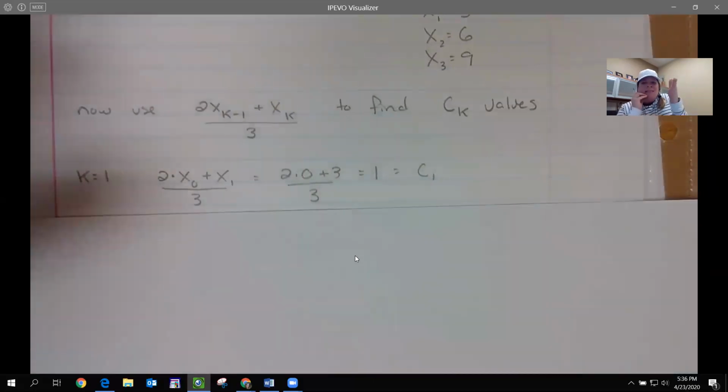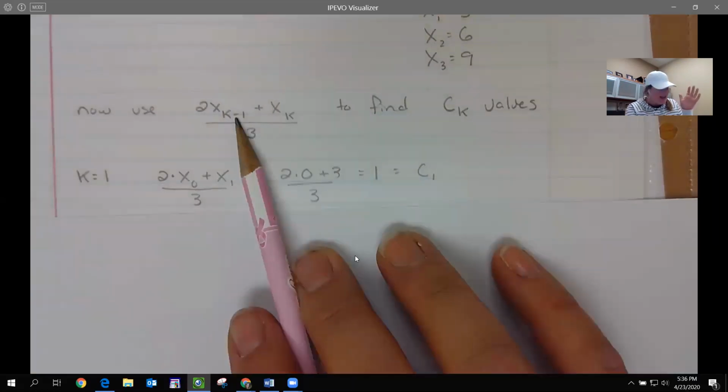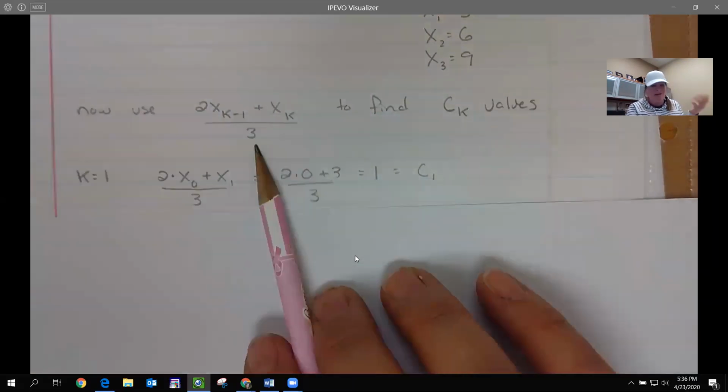Okay, what am I finding here? Instead of that left number, I want to use CK numbers. I don't want to use the left. I don't want to use the right. I want to use something in the middle. So what they're saying to do is to take 2 times the first spot and add the second one and divide it by 3.